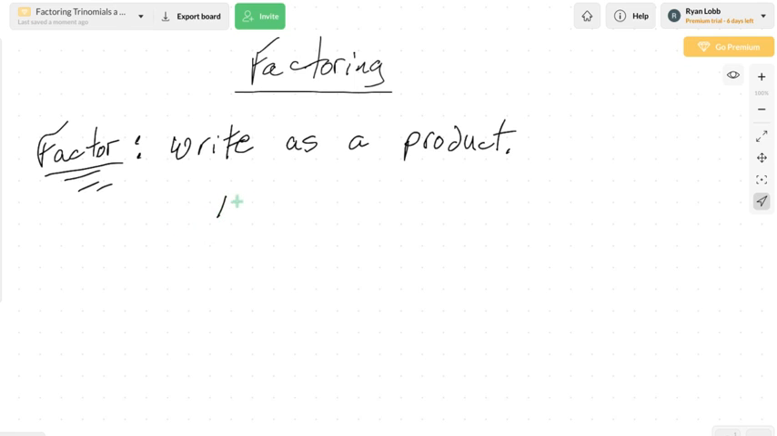So we've done this before. We factored something like 15. 15 we could factor into 3 times 5. So that's what we're talking about when we say factor. Think factoring, writing as a product, taking something, in this case a number, and writing as multiplication.